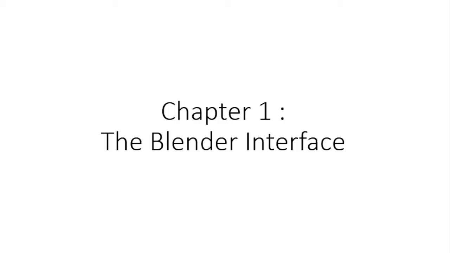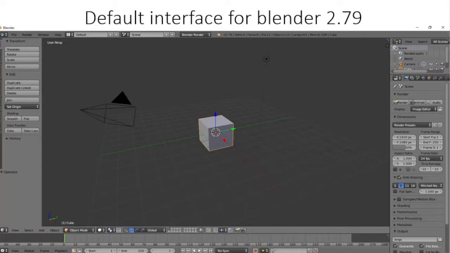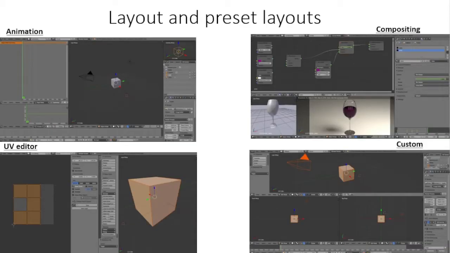The Blender interface. The default interface for Blender 2.79 looks like this. The layout saves with the file, so if you change or adjust it, it will save. If you open an existing file, it will load that layout and not the default. Blender comes with its own preset layouts. You can also customize one and save it as its own to use again later.